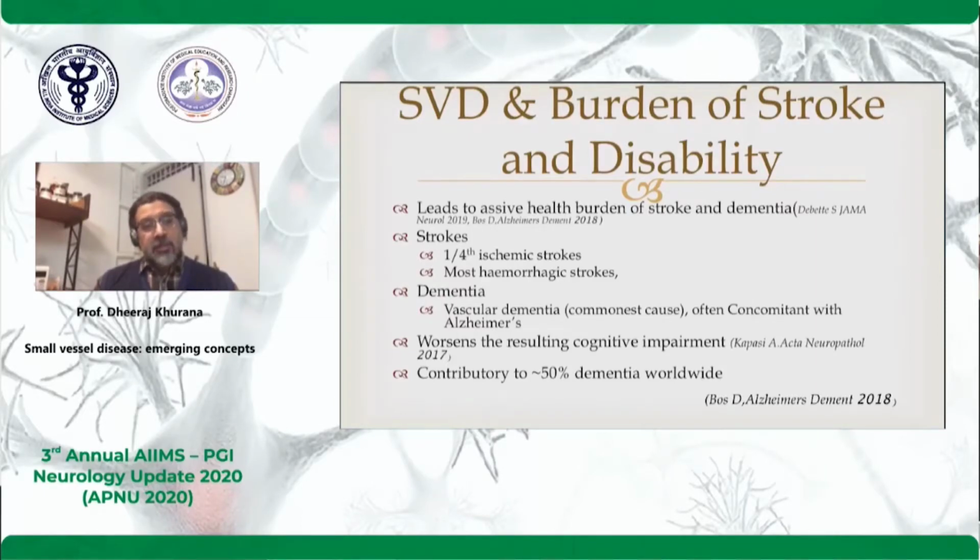Dementia: a significant number of patients have vascular changes in the form of SVD, and most commonly you'll see it associated with Alzheimer's, and it leads on to further worsening of cognitive impairment in patients who have dementia. So that's an important contributing factor for worsening dementia. And overall, around 50% of dementia worldwide may be contributed by SVD. So it's not a small matter to be considered.